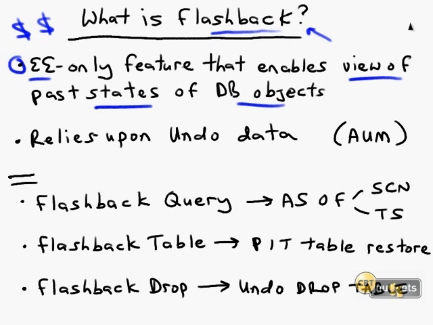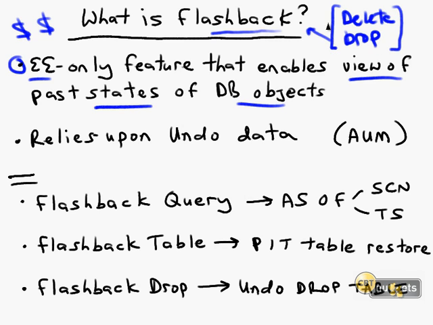And what this Enterprise Edition only feature does is it enables us to view and restore past states of database objects. So as I mentioned in the opening of this nugget, the most common case is where you have an accidental or inadvertent delete or drop of individual rows within a table or perhaps even entire tables, and you as a DBA are now tasked with leveraging Flashback technology to recover that data. Fortunately, it's pretty darned easy to do.